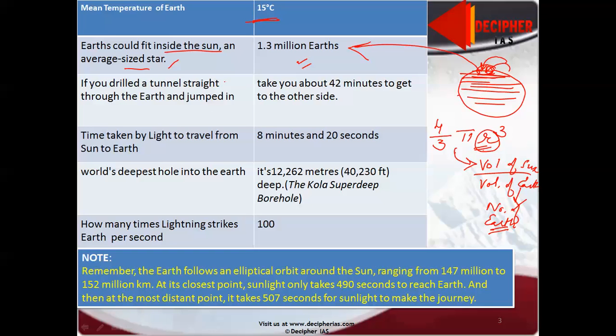Now, if you drill a tunnel straight through the Earth and jumped in, what will happen? First of all, you will take 42 minutes to go from one end of the Earth to the other end. Suppose this is Earth, you drill a hole here and jump inside. This is the center of Earth. You go there and then you reach here when 42 minutes are over.